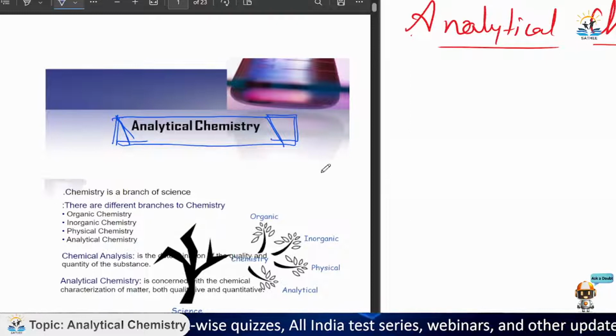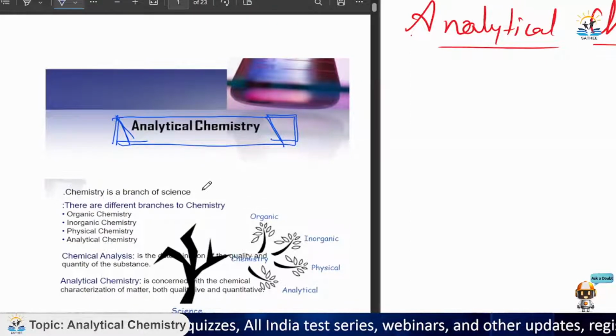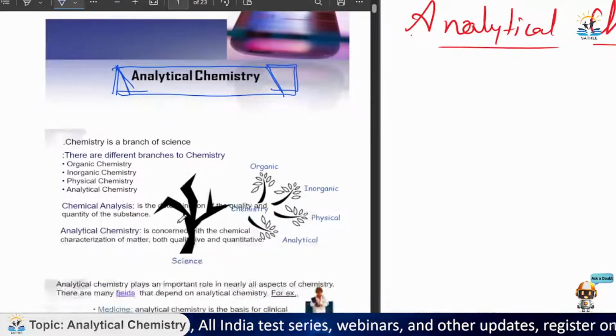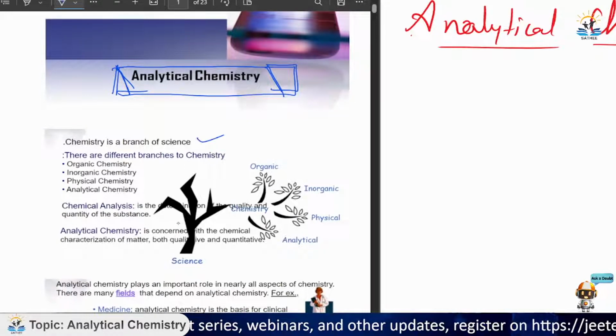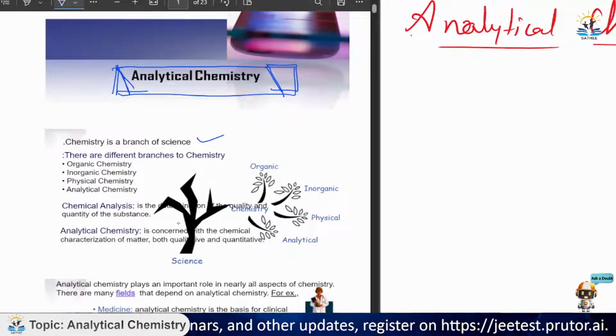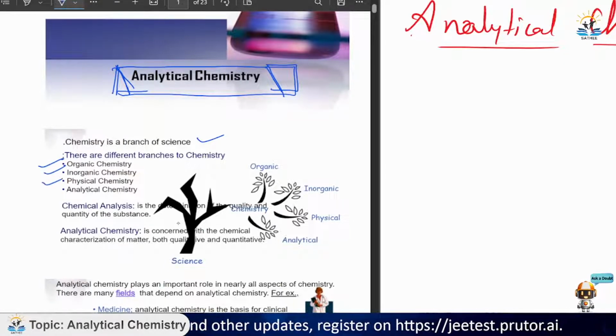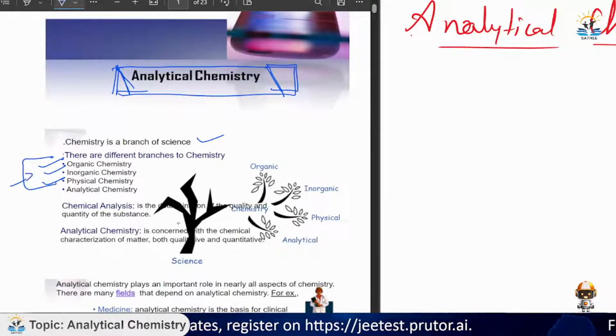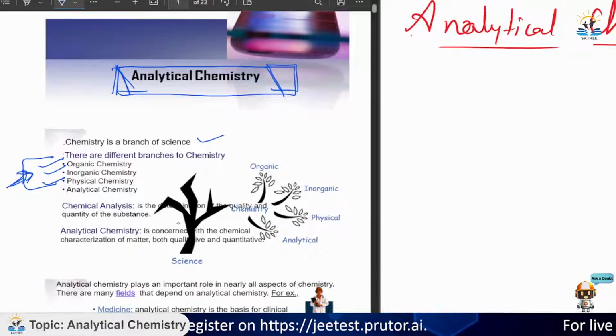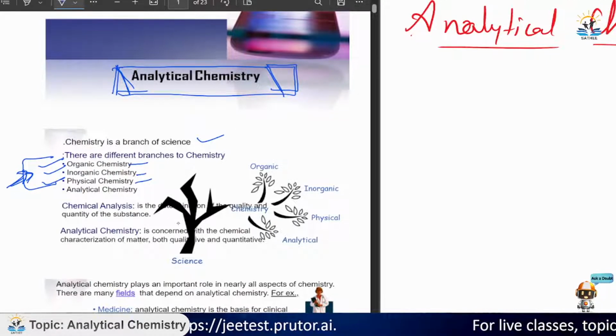Okay, in this slide I have also written something, so let's see that. Chemistry is a branch of science. Oh, it is some intro part. There are different branches of chemistry. We all know organic chemistry, inorganic chemistry, and physical chemistry. These three parts we all know, we study in chemistry. We divide chemistry in three parts: organic, inorganic, and physical. But one more part of chemistry is analytical chemistry.